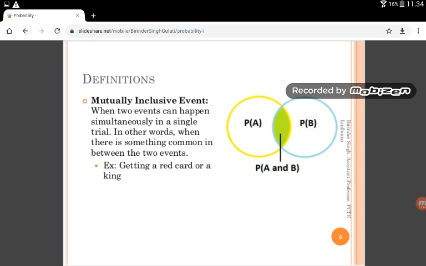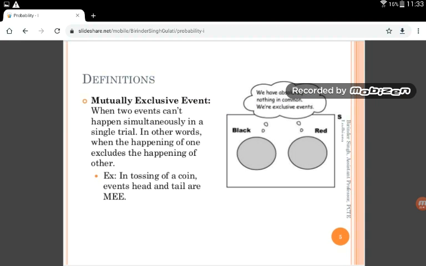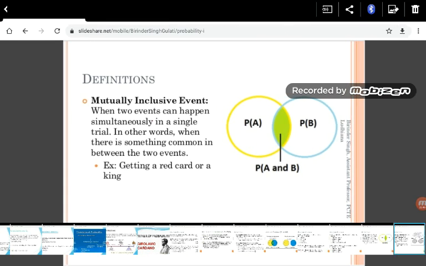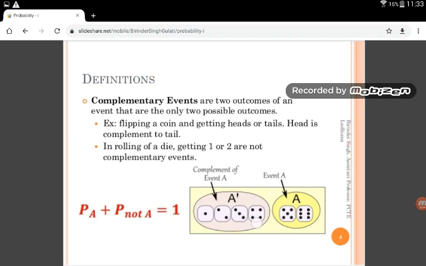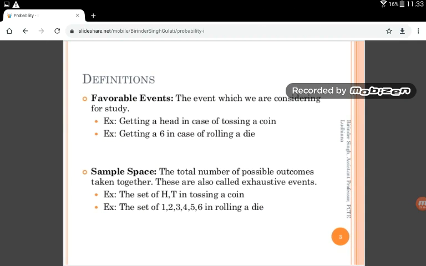Today we have already seen mutually inclusive events. These are two examples of the mutually exclusive events, and these are the examples of the inclusive events. Favorable events are those events which are considered for study, like getting a head in case of tossing a coin, getting a 6 in case of rolling a die.